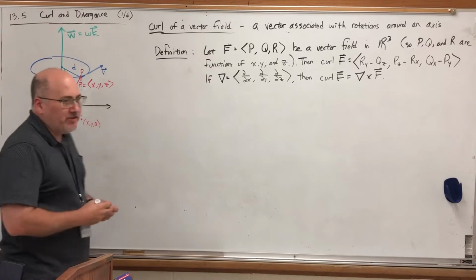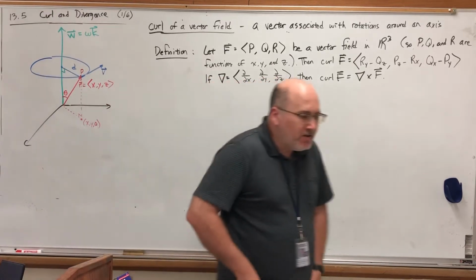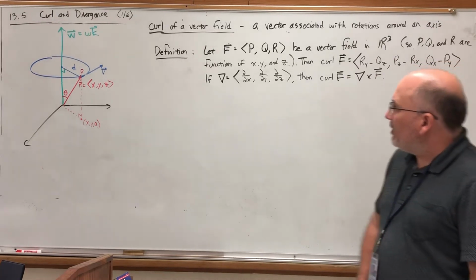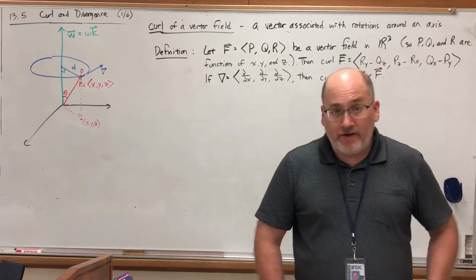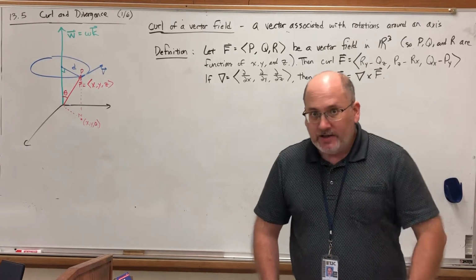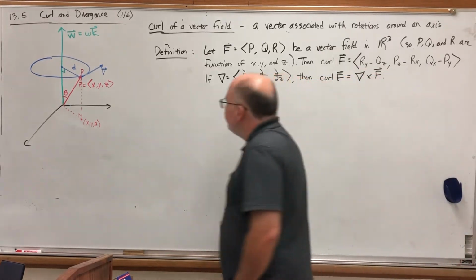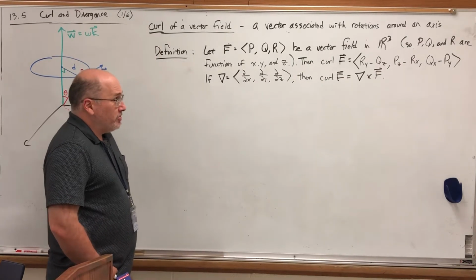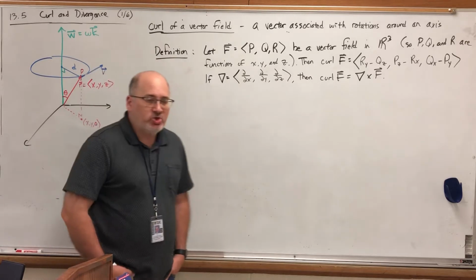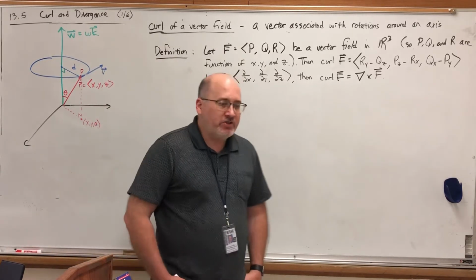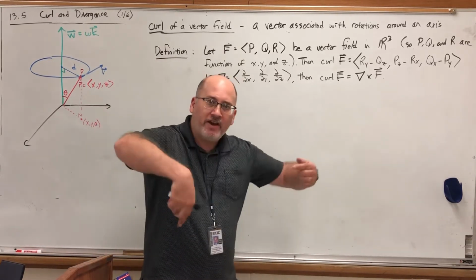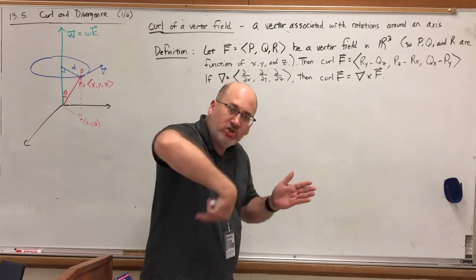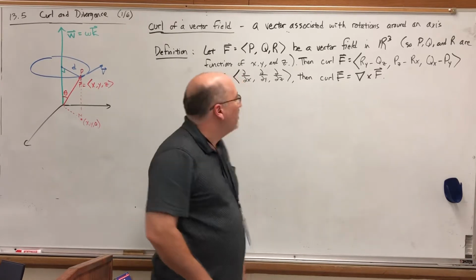But before we get there, we have to define what curl and divergence are. This first video might be a little lengthy compared to the ones that follow, because not only am I going to define what the curl of a vector field is, but I'm going to explain why it's called curl. The curl of a vector field is essentially a vector associated with rotations around an axis. So think of having say a body of fluid that's rotating around an axis, or a force field where the forces are pushing things around an axis.